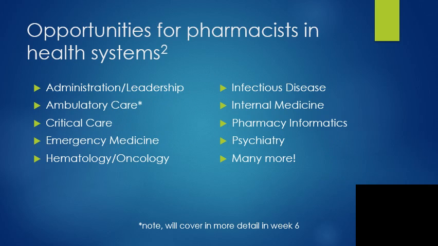Next, we will talk about some different opportunities for pharmacists in health systems. There are a variety of roles that pharmacists can take on. Some examples include administrative or leadership roles, ambulatory care roles, which we won't go into a lot of detail today, but more detail will go in week 6. We'll talk about critical care pharmacists today, emergency medicine, hematology oncology pharmacist, infectious disease pharmacist, internal medicine, pharmacy informatics pharmacist, psychiatry, and there are so many more as well that we won't touch on today.